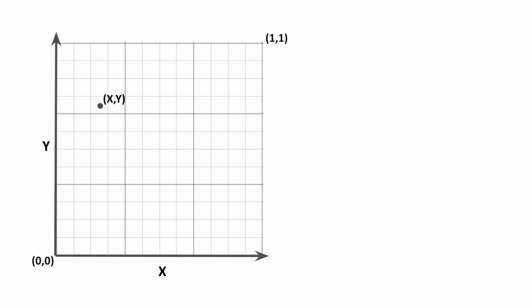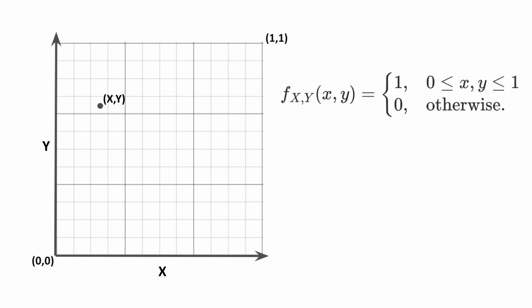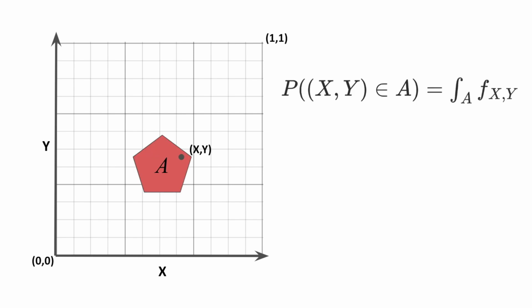The pair x, y is a pair of two random variables, or in other words, a random vector. Since x and y are uniform on the unit square, which has area 1, their joint density is just 1 on the unit square and 0 outside of it. This means that we can get the probability that the point is in some region A by integrating this density over the region.